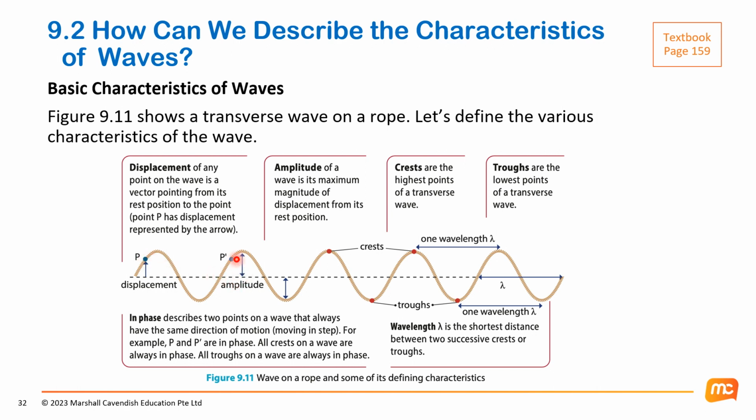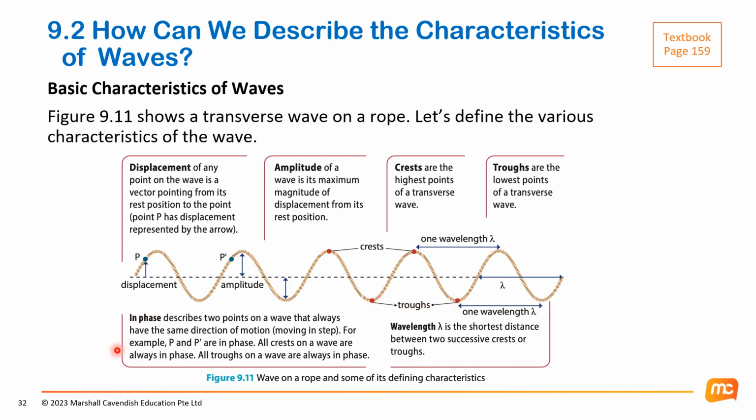Next, the amplitude. The amplitude is the maximum magnitude of the displacement, meaning it is the furthest that each particle will travel from the rest or the equilibrium position. For a transverse wave, crests are the highest points and troughs are the lowest points.